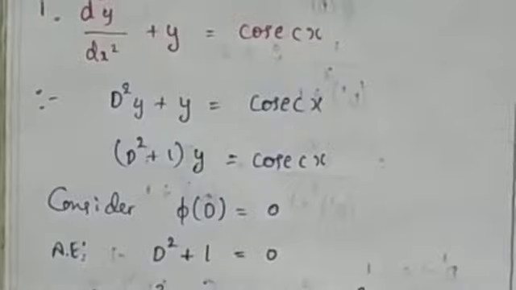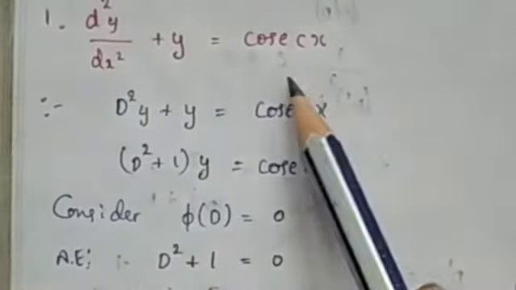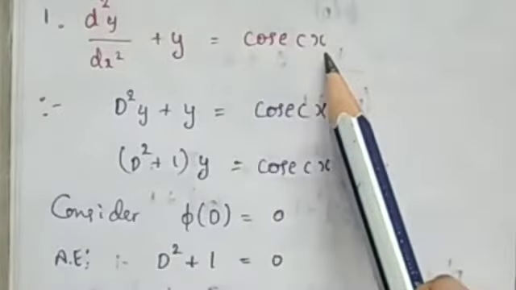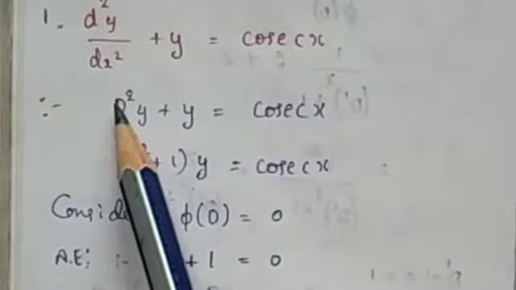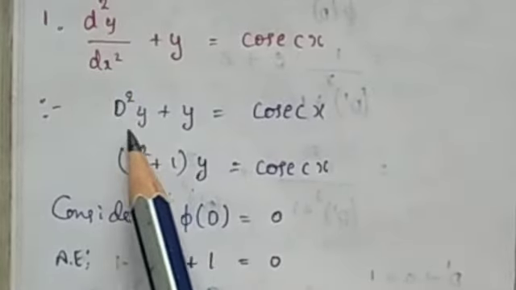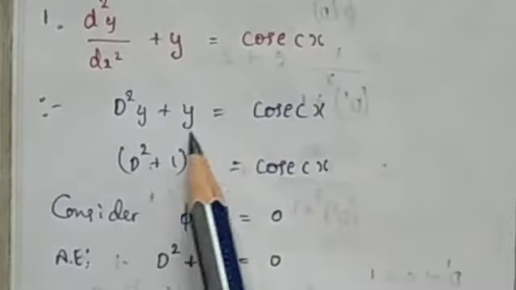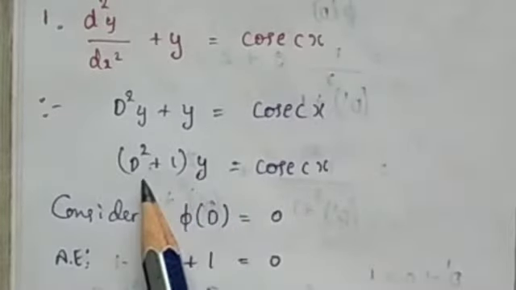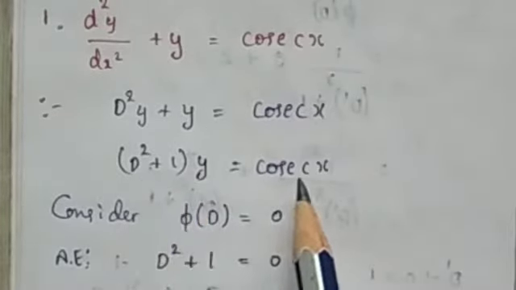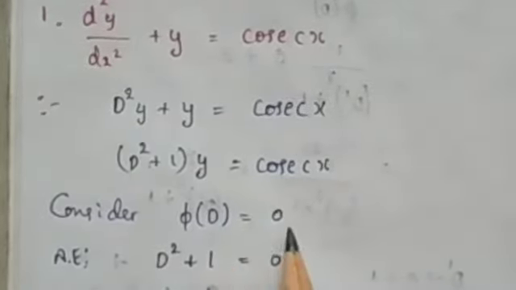Problem number 1: solve d square y by dx square plus y equals cosecant x. Use capital D equal to d by dx. Then you get d square y plus y equals cosecant x. Then you take y as a common factor. You get d square plus 1 into y equals cosecant x. Let us consider phi of D equal to 0.